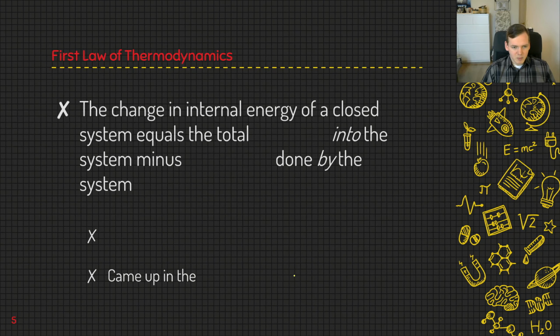Okay, the first law of thermodynamics is a little bit easier to explain because we've talked about it before. The change in internal energy of a closed system equals the total heat that is added into the system, or the heat that flows into the system, minus the work done by the system. And so in equation terms, the change in the internal energy is equal to heat minus work. And this came up in the energy interaction model.